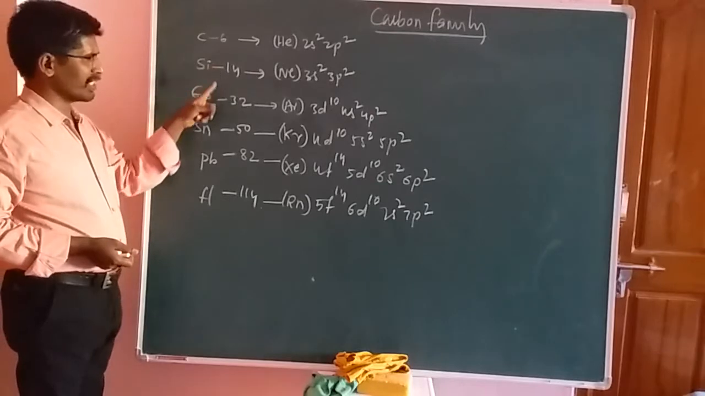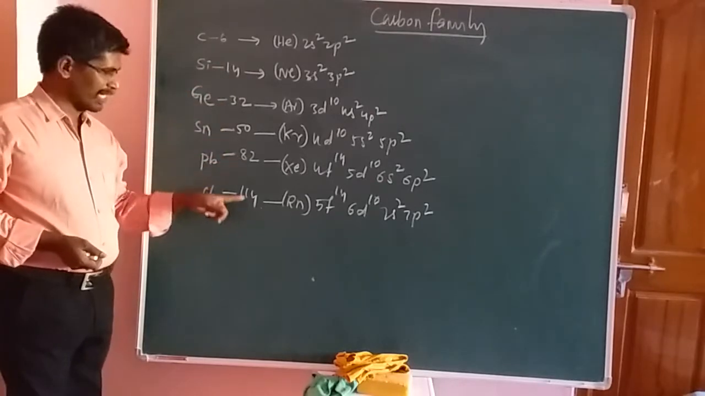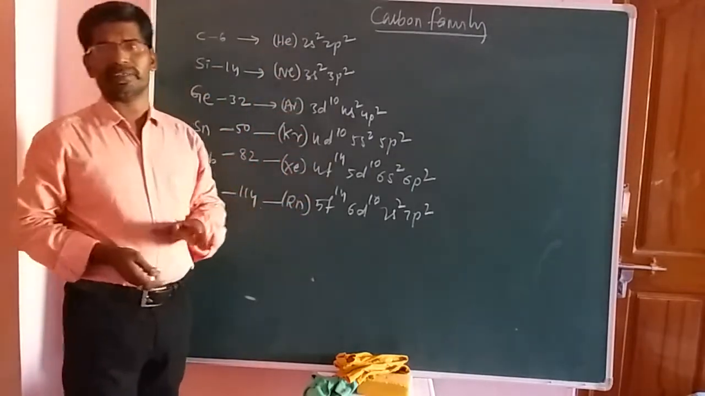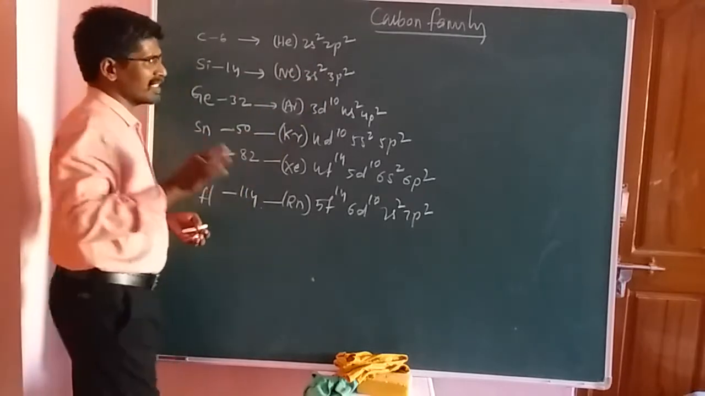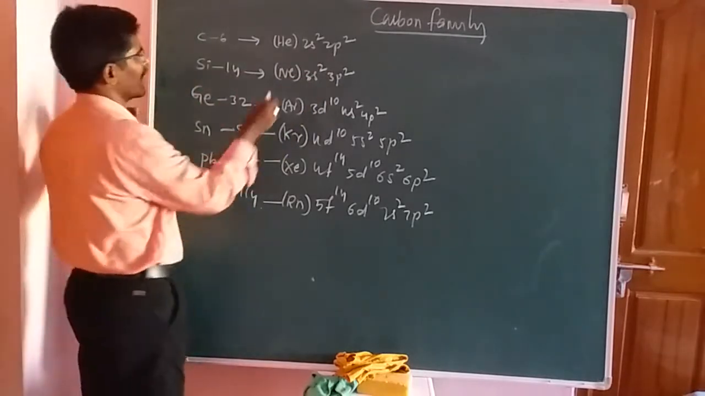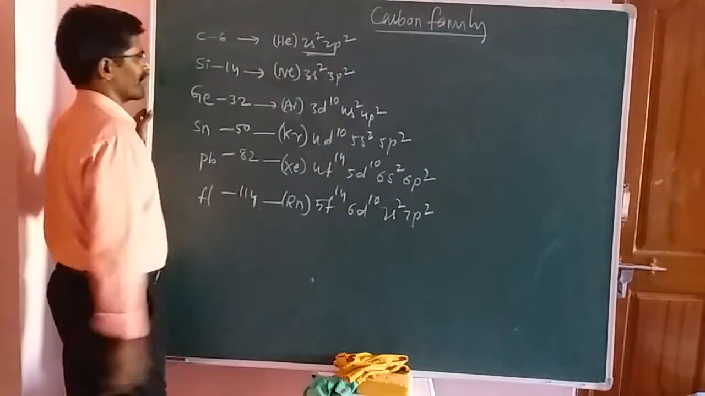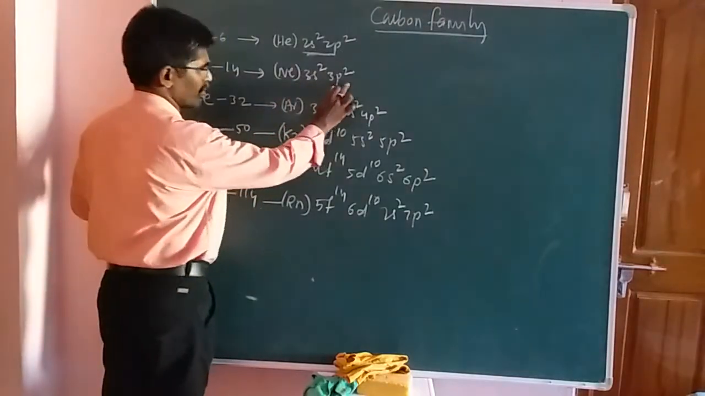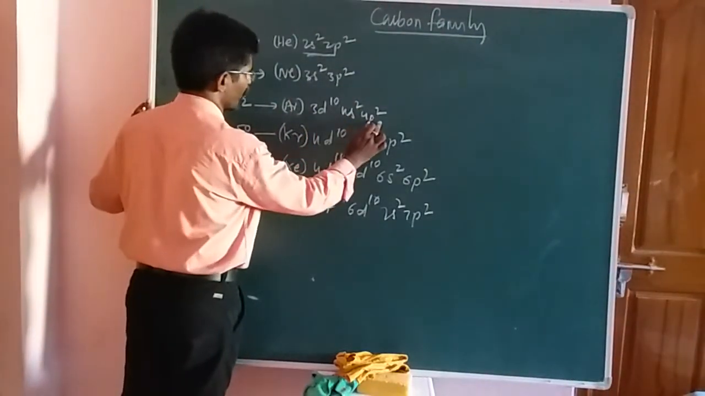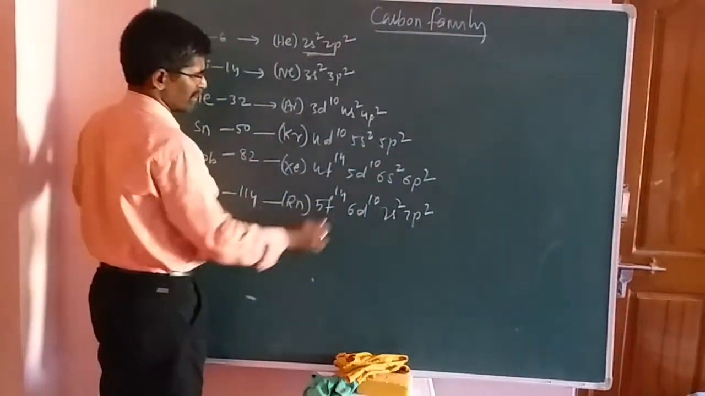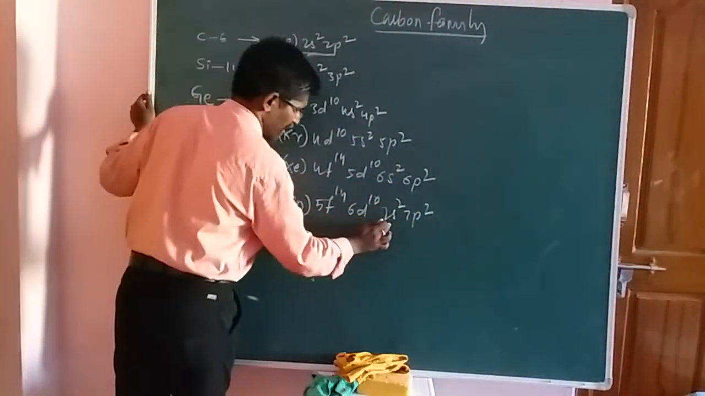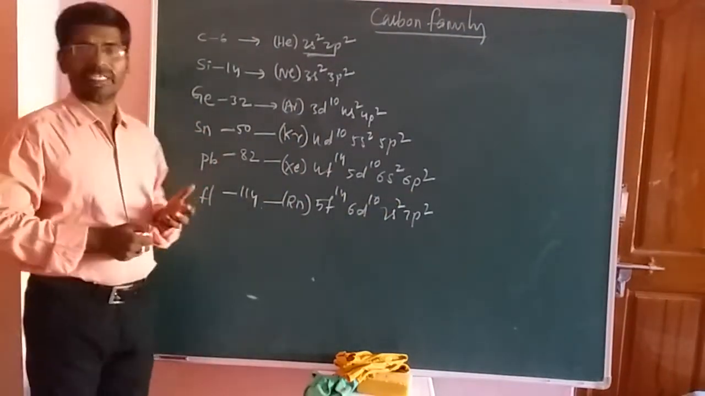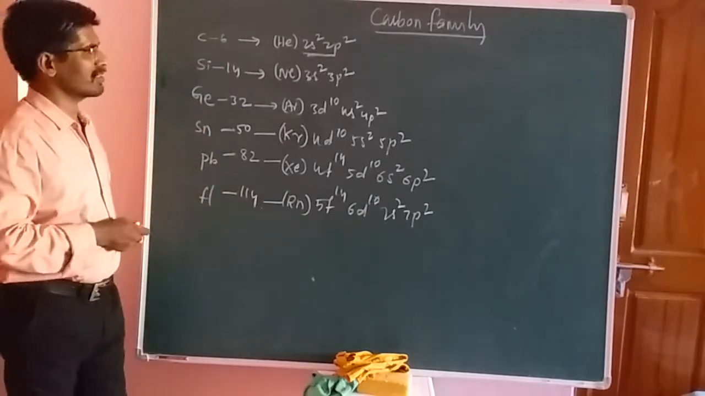Atomic number 6, 14, 32, 50, 82, and next is the 114. So these are the electronic configuration for each and every element. Okay. Now each and every element ends with ns2 np2 configuration. That means carbon ends with 2s2 2p2 configuration, and here 3s2 3p2 configuration, and here the 4s2 4p2 configuration, 5s2 5p2 configuration, 6s2 6p2 configuration, and here is the 7s2 7p2 configuration. Okay. So these are the elements, atomic numbers, and their electronic configuration.